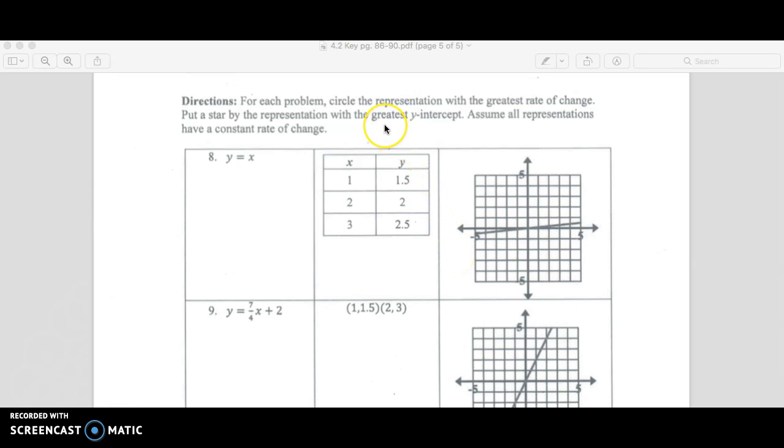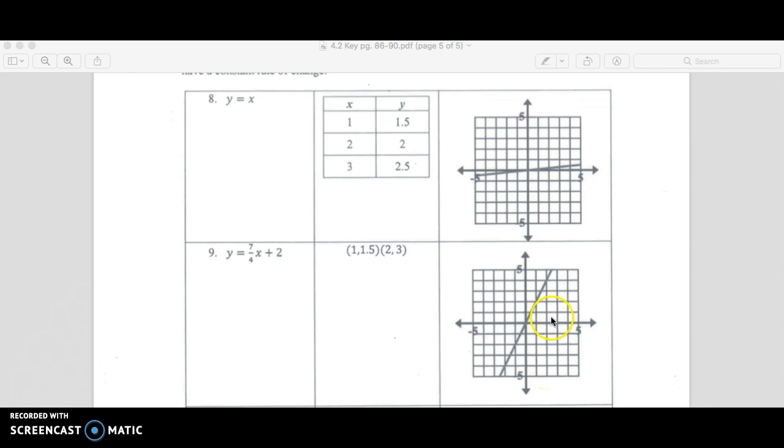For each problem, circle the representation with the greatest rate of change. Put a star by the representation with the greatest y-intercept. So compare y is equal to x to the table and then to the graph, the equation to the given point. You're going to have to find the slope from the 2 points, find the y-intercept so that you can determine the y-intercept and the slope and then compare it to the table or to the graph here.